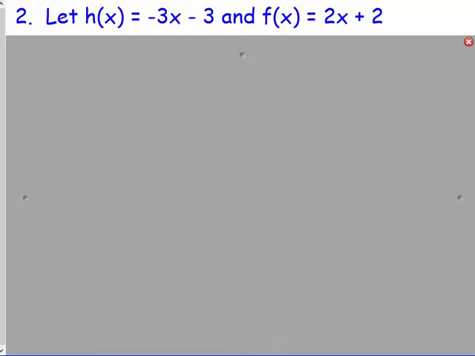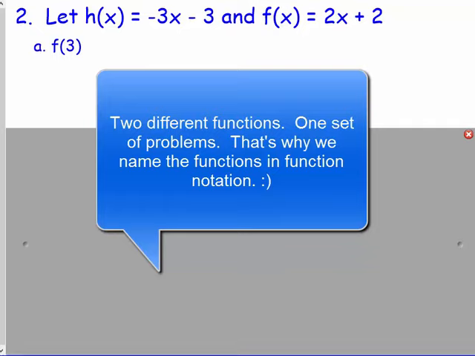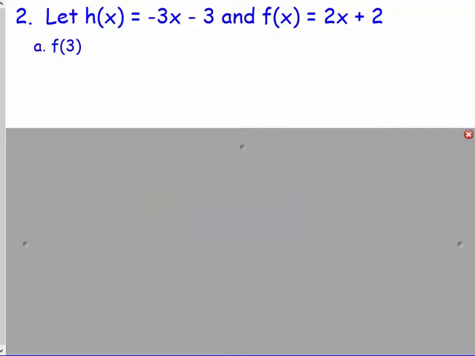I'm going to do a couple more examples, a little quicker hopefully, but you'll see one new thing on here. But I'm going to give you a little more example of f of 3. So again, here's where it's nice. You have h of x equals negative 3x minus 3, and f of x equals 2x plus 2. This tells me everything I need to know. It tells me which function I'm dealing with. I'm not going to deal with h. I'm going to deal with the f function. And it also tells me I'm going to put a 3 in for x in that function.